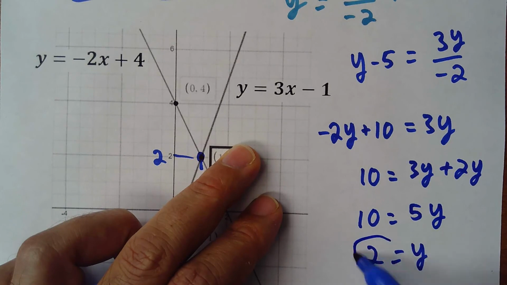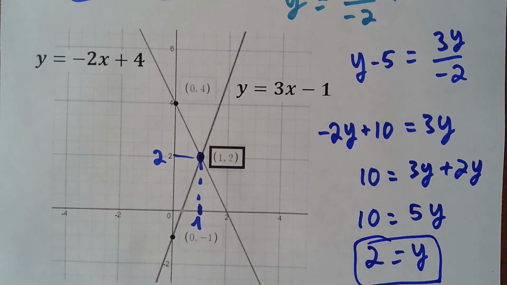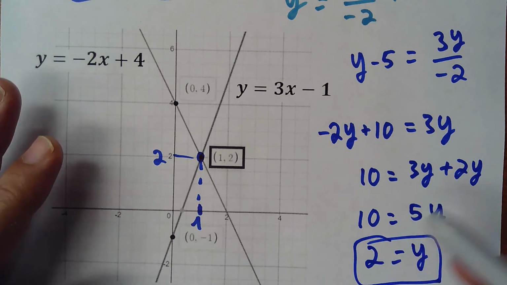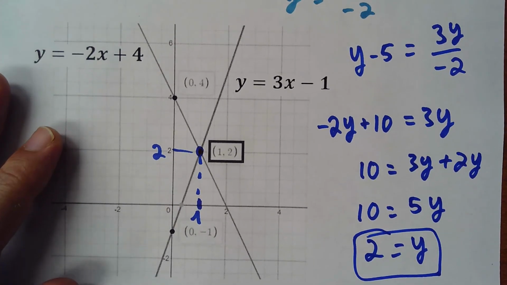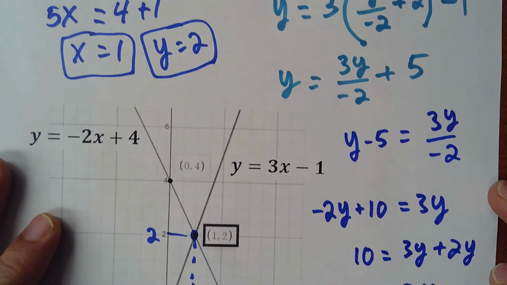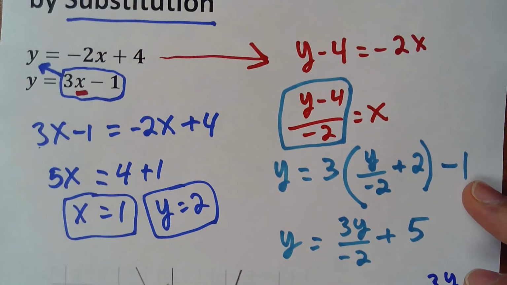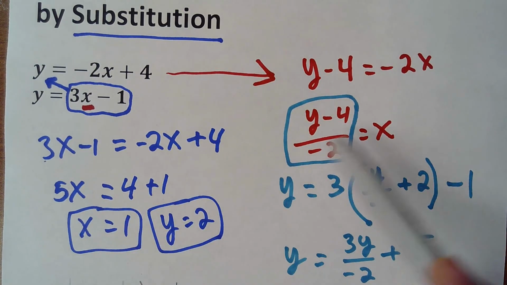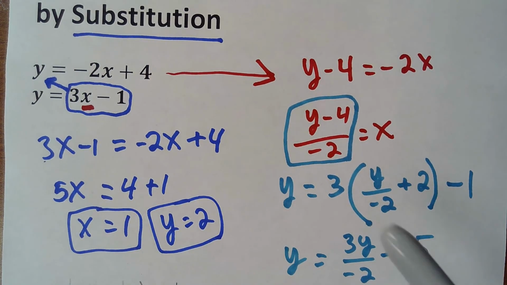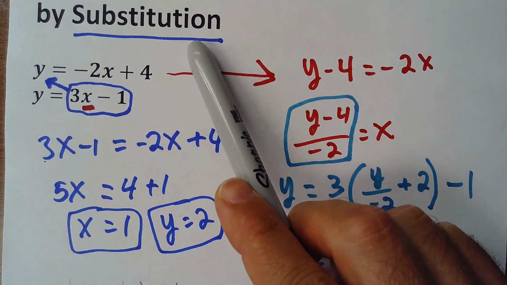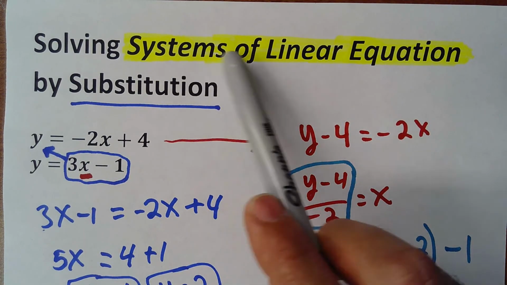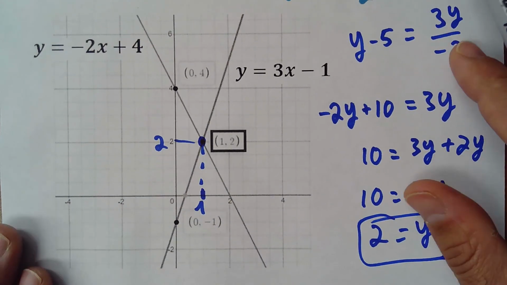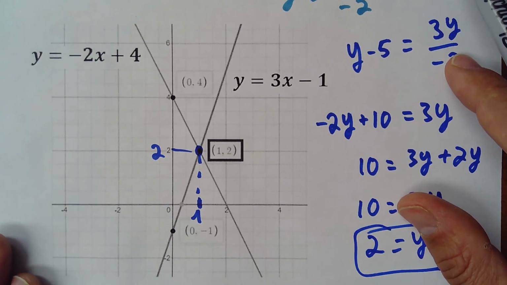You see here y equals 2. We did this one just to confirm that what we did is correct, because in math you can use different methods, but you will get the same answer if it's correct. Here we substitute the y, and here we substitute the x. But we're using the substitution method to solve the system of linear equations. And we just confirmed by graphing what we did algebraically.